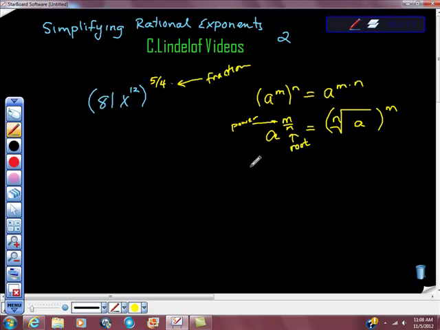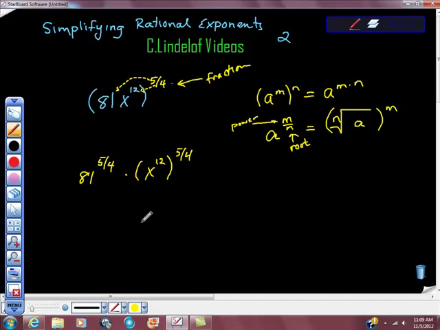Now I'm going to remember that exponents are distributable over multiplication. So we can do this. This goes to here and to here. So what we really have is this: 81 to the 5/4 power times x to the 12th raised to the 5/4 power.